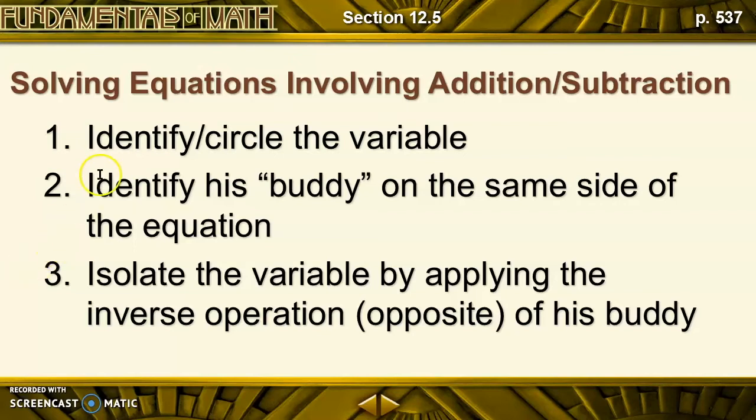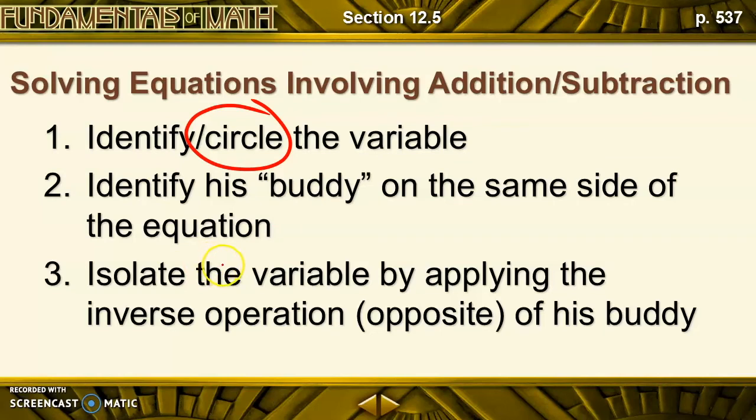Step number 1 is we want to identify the variable, and the way we're going to identify the variable in this class is we're going to circle it. Then we're going to identify his buddy. The way I teach my class, we call the number next to the variable his buddy. And what we want to do is get rid of that buddy. We want to isolate the variable.